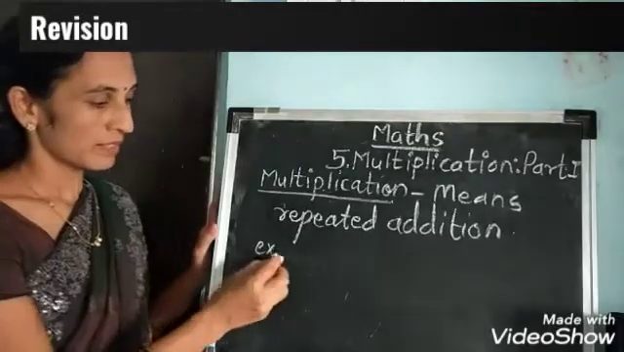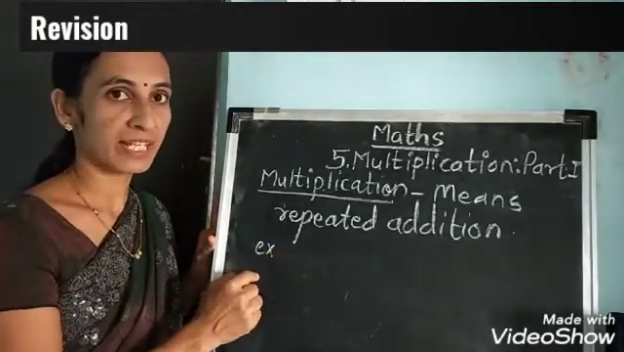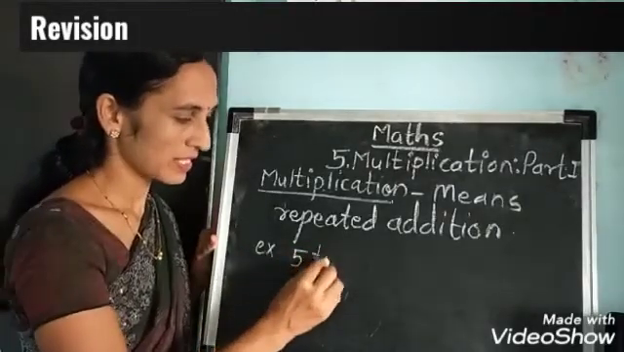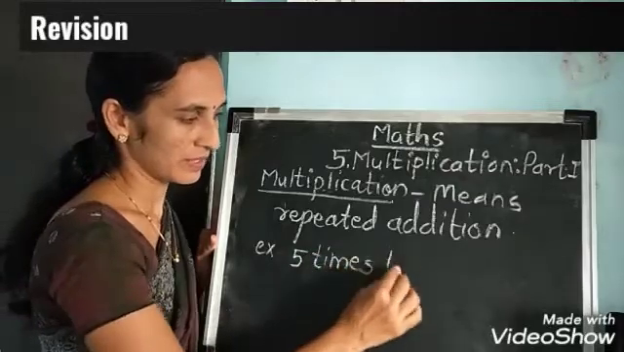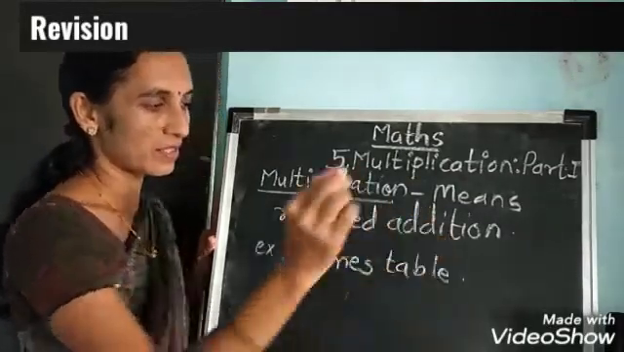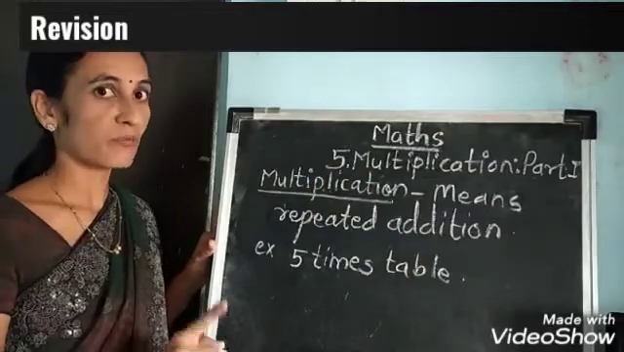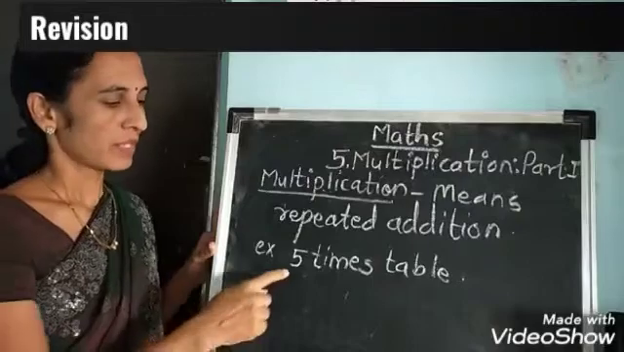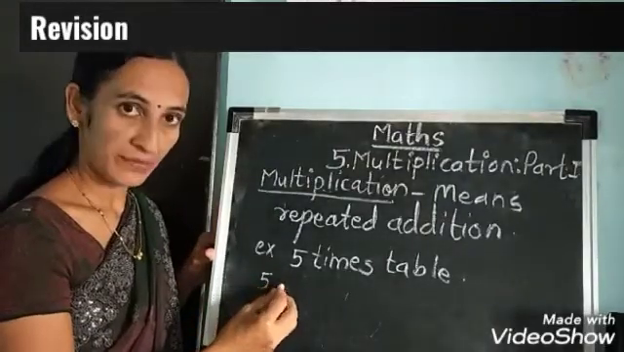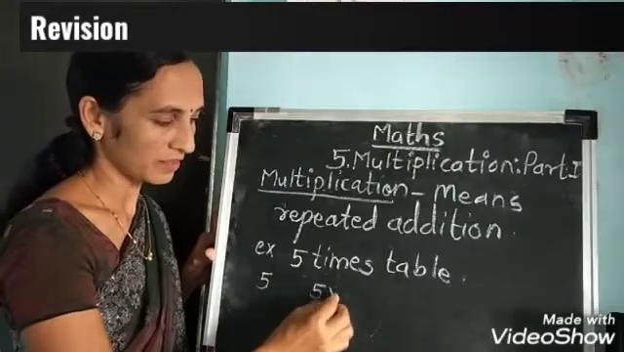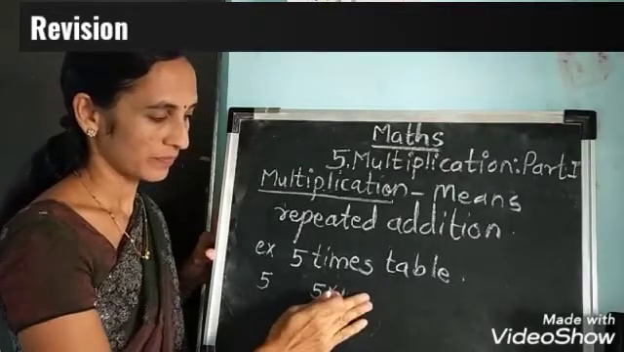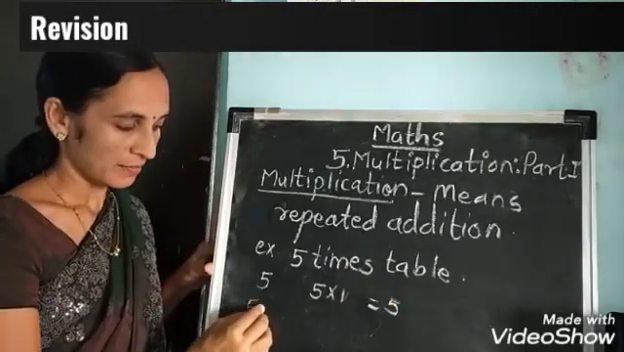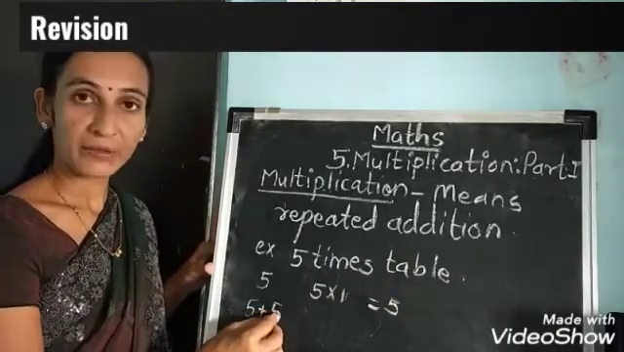See here. Suppose which table shall we take? Okay, the 5's table, easy, I am taking. 5 times table is the full name. We say just 5's table, but it is wrong. Table of 5 is wrong. 5 times table is the correct way of saying. 5 ones are 5. So one time I have taken 5. That means 5 ones are 5. See, 5 plus 5, I have repeated 5.